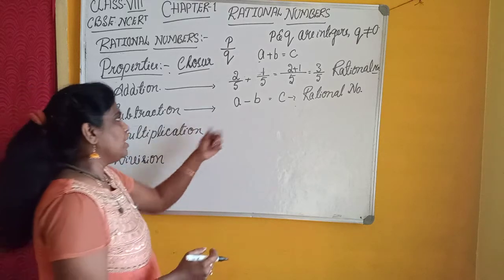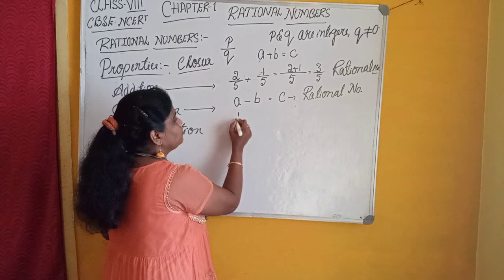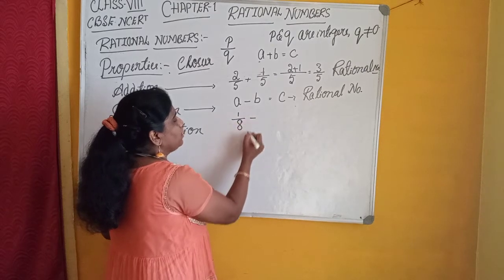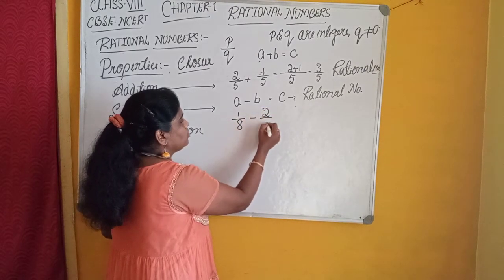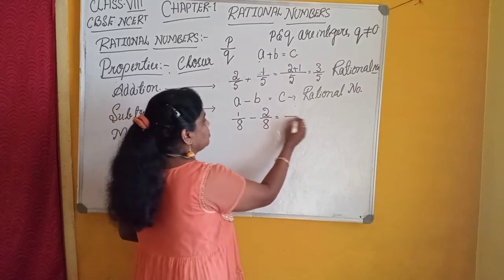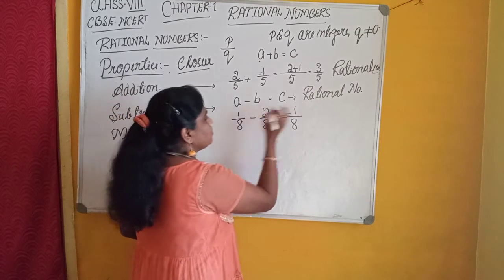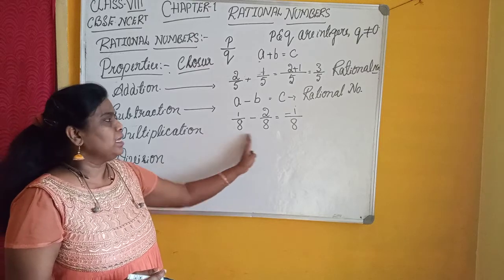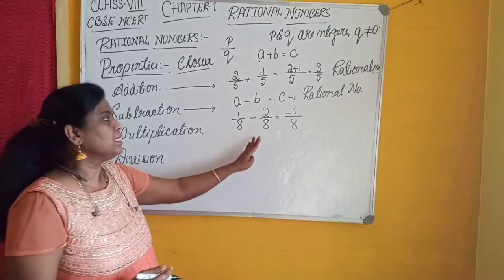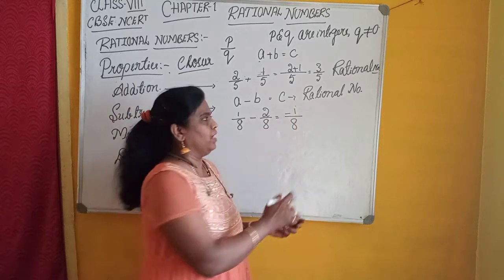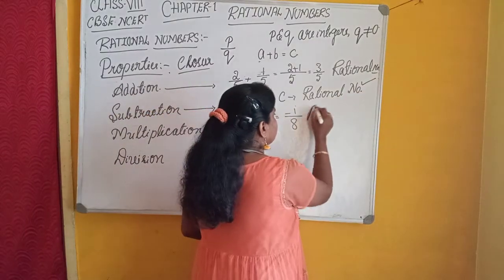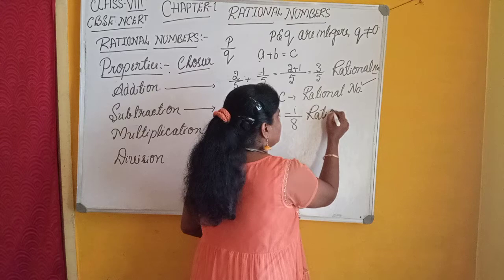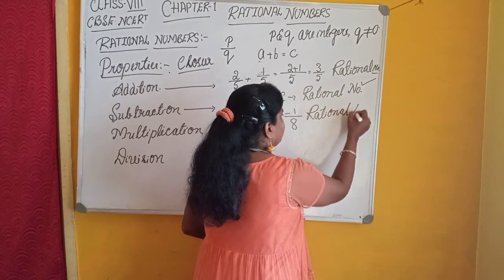An example for a rational number is 1 by 8 minus 2 by 8, that is equal to minus 1 by 8. Here we have two rational numbers. We are taking the difference of those two rational numbers. The difference is also a rational number.